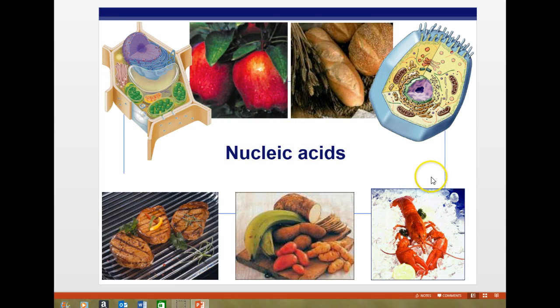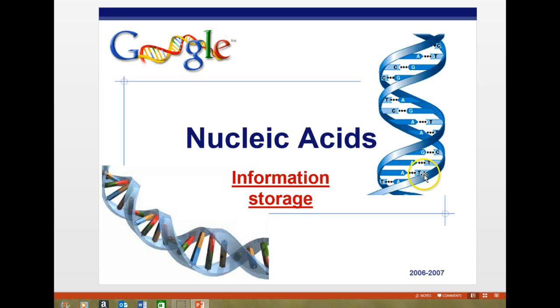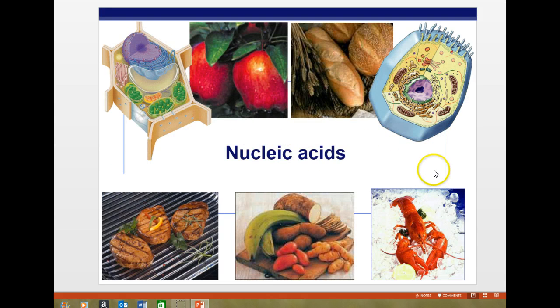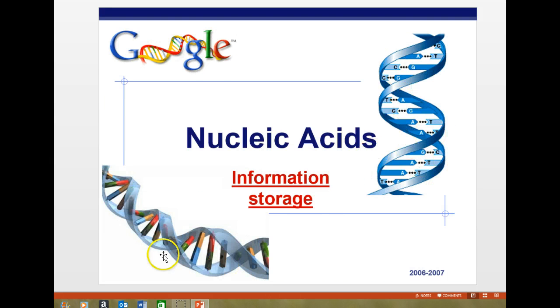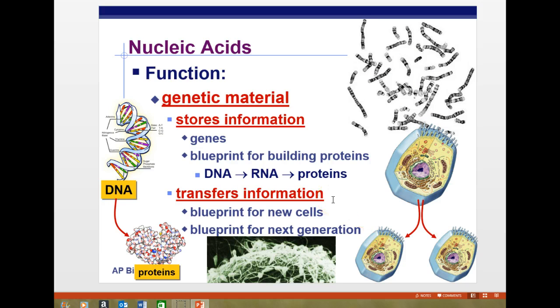Our last macromolecule is nucleic acids, and these are what build our DNA and our RNA in our body, in our cells. So think of them as information storage. And they're going to have some things in common with some of our other macromolecules, especially in the way that they're built and broken apart.